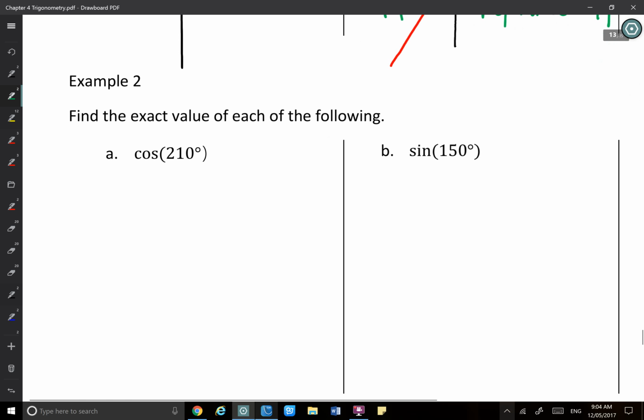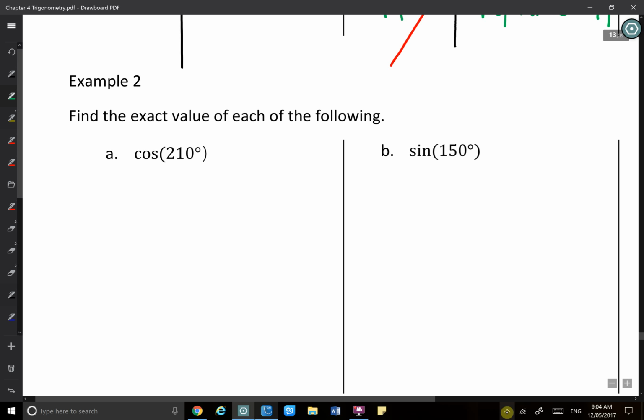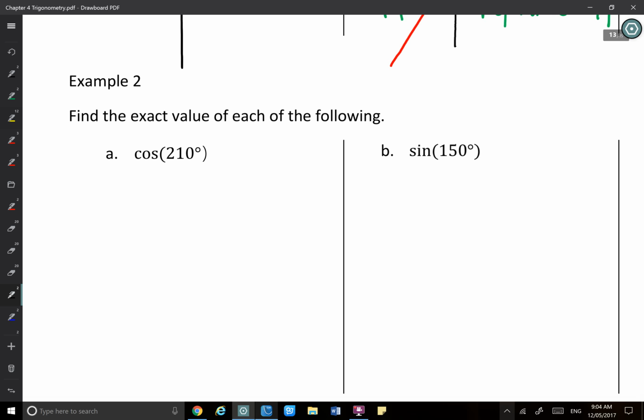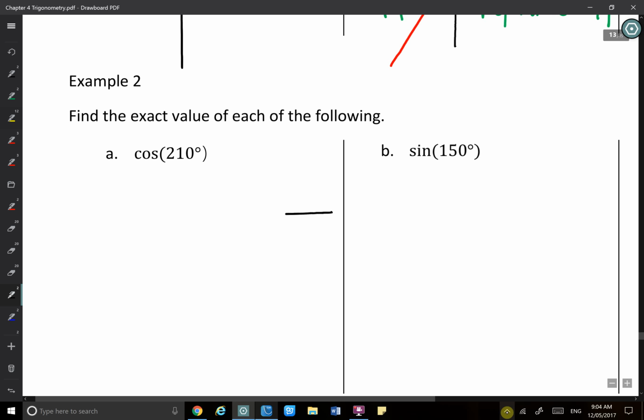So let's find the reference angle for 210 first. I want to find a value that I'm really familiar with. I don't know 210, but I want to find the acute angle. The acute angle and the actual angle will be equivalent. So we think about 210.